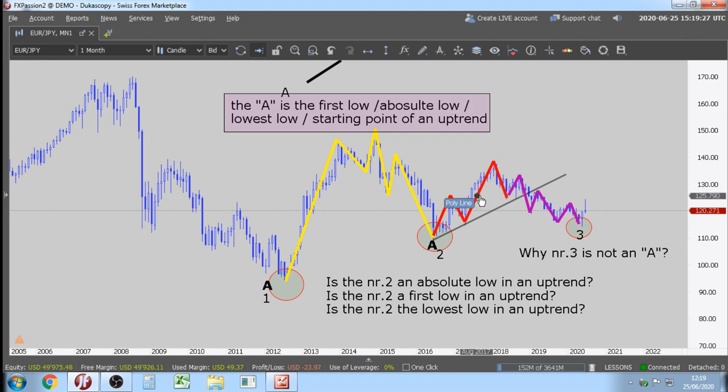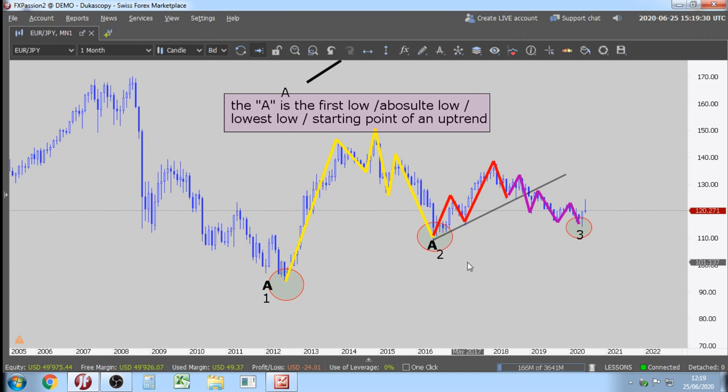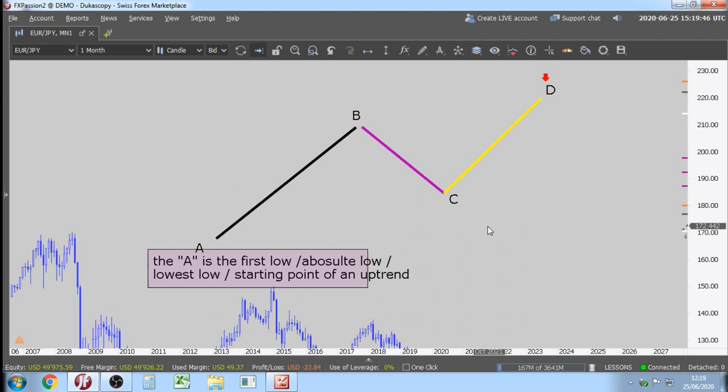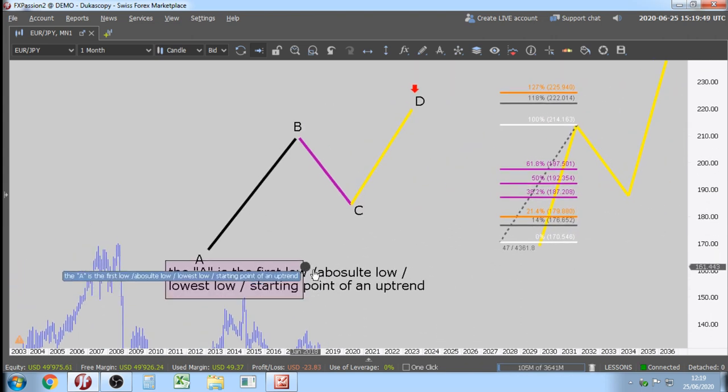Okay, so great. Delete. This is the A for this example. Everybody, any questions so far before we move on to the B? Any questions? Three is still not in an uptrend, it is still in a downtrend. Not the reason. Number three is not a low yet.